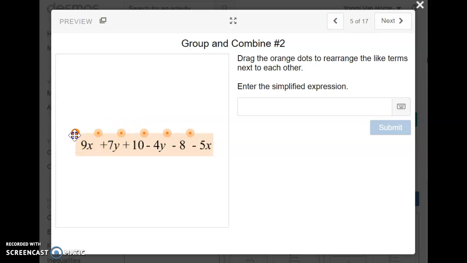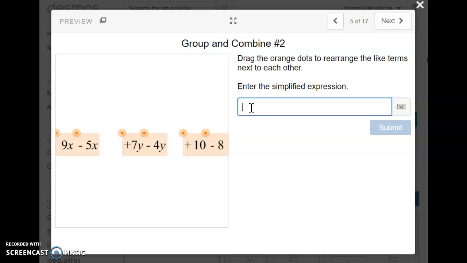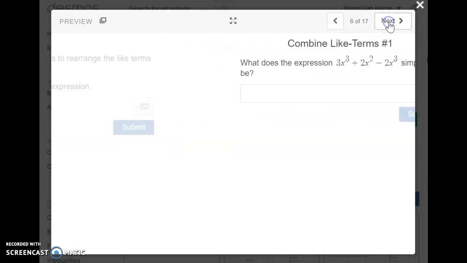Okay, drag the orange dots to rearrange like terms next to each other. Okay, so I need to put all the x's together. Let's bring all the x's together. Okay, and let's bring all the variables to the end, because that's always a good practice. And that leaves me with the y's. Once you combine all the x's and y's together, then you can really see 9 minus 5 is 4x, and 7 minus 4 is 3y, and 10 minus 8 is 2. So this simplifies to 4x plus 3y plus 2.